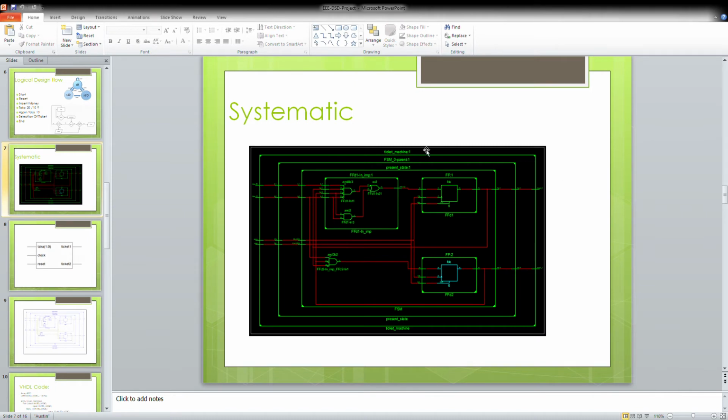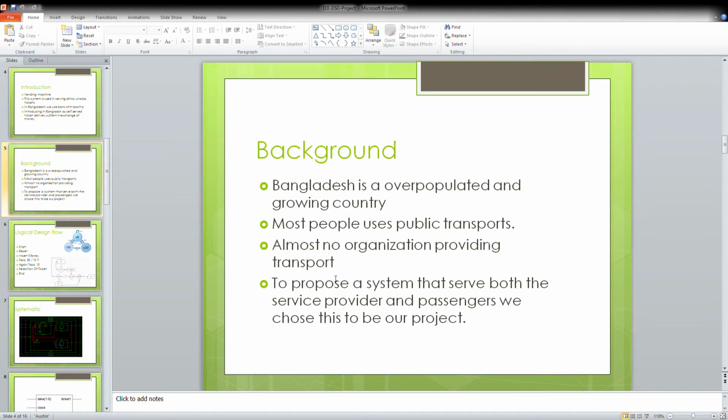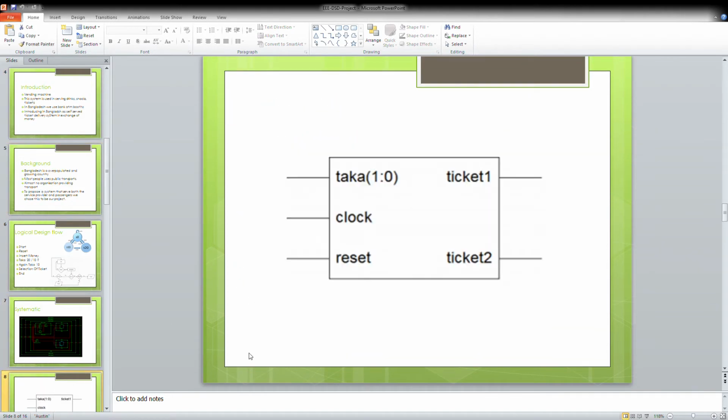This is our schematic. Here we can see a 3 input AND gate, a 4 input AND gate, a 2 input OR gate and a 2 input AND gate. Here we can also see 2 flip-flops used, and another 3 input AND gate is also used here. So this is our basic circuit design.